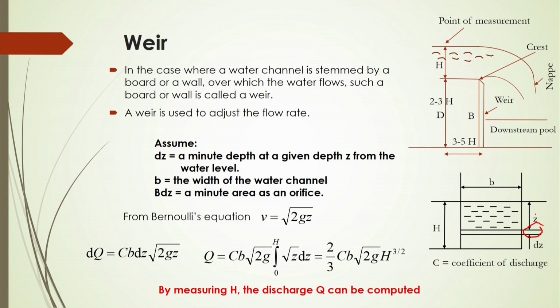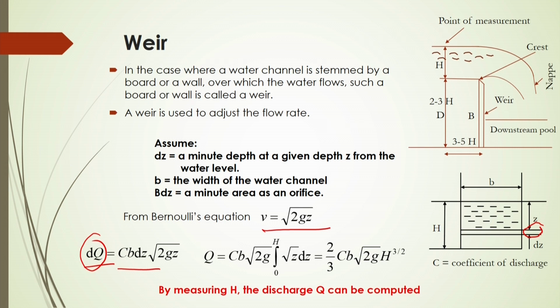Then from Bernoulli's equation we can have this equation from the energy balance, then V will be equal to root over 2 g z, and then what should be the discharge? Then discharge should be equal to, after differentiating, dQ equals C_d b dz root over 2 g z. Then Q will be equal to C_d b root over 2 g into the integration from 0 to h, for the whole height of this water column here.